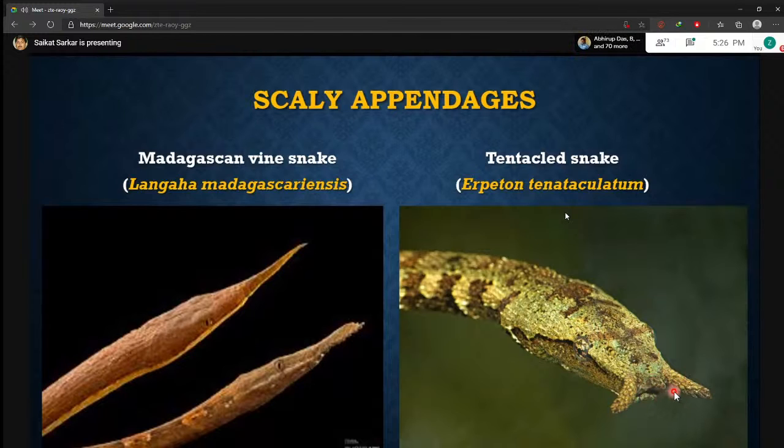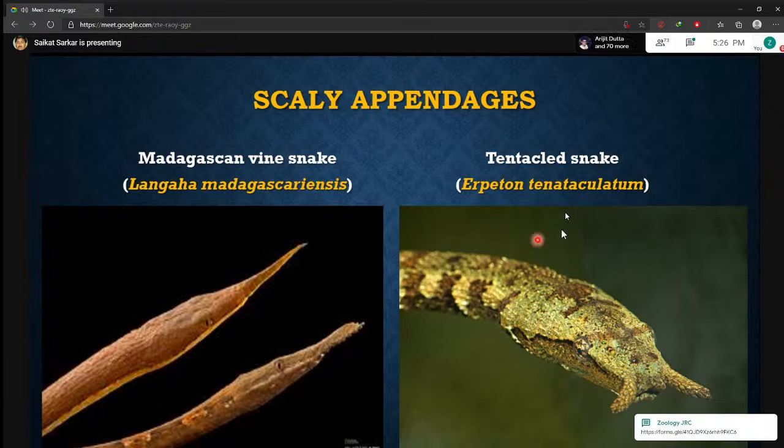Okay, I could not share the video because it will take some time. And the video is available on YouTube. You can go through that. It's fantastic. I mean, the process with which they eat the prey is called the C-start mechanism, which is used by this Erpeton tentaculatum, or tentacled snake.